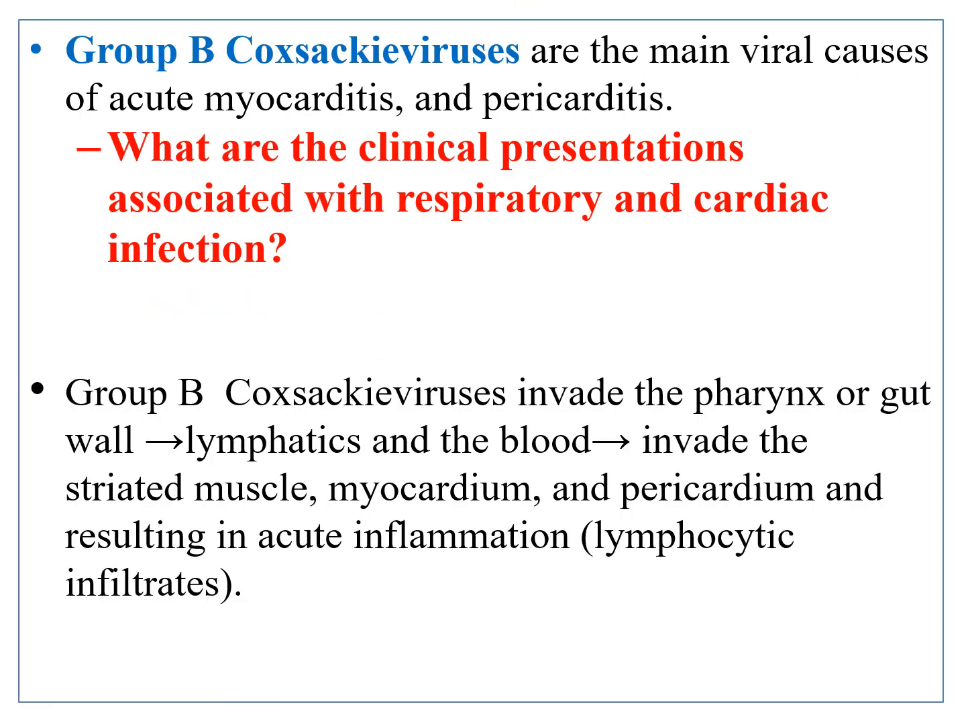On the other hand, Group B Coxsackie viruses tend to infect the connective tissues, including the myocardium and the pericardium. What are the clinical presentations associated with a respiratory and cardiac infection by this virus? Group B Coxsackie viruses invade the pharynx or the gut wall and then spread hematogenously to other tissues, such as the muscles, the myocardium, and the pericardium, and inflammation is evoked there. This inflammation, of course, contains lymphocytes because these are viruses.